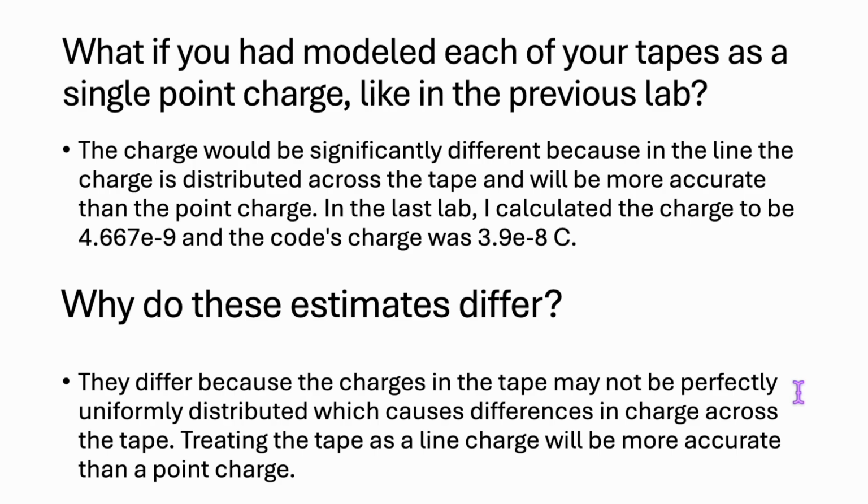And the reason that they differ is because the charges in the tape may not be perfectly uniformly distributed, which can cause differences in charge across the tape, so treating the tape as a line charge would be more accurate than a point charge.